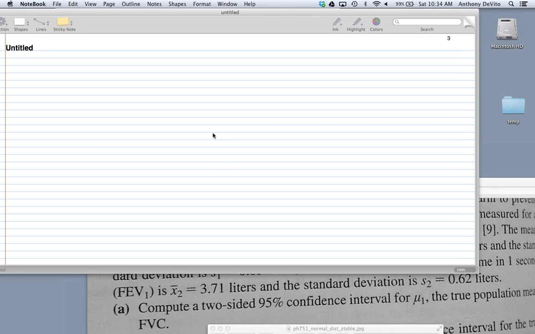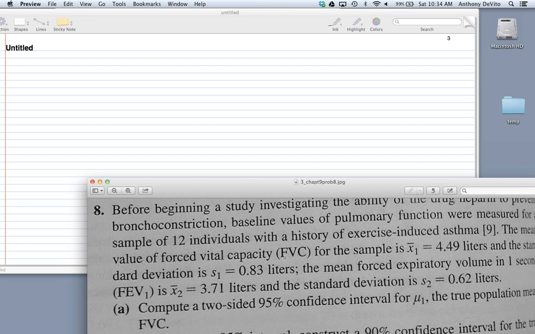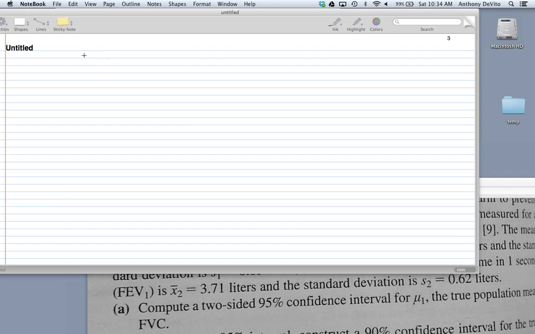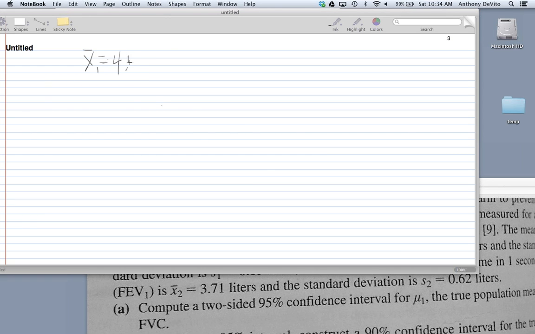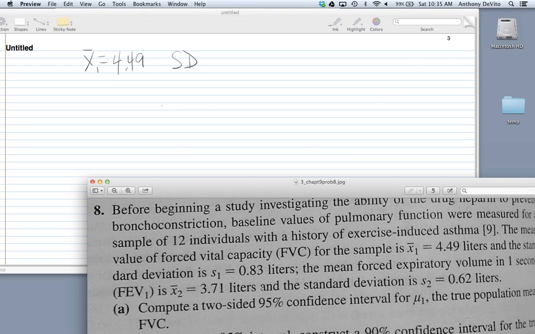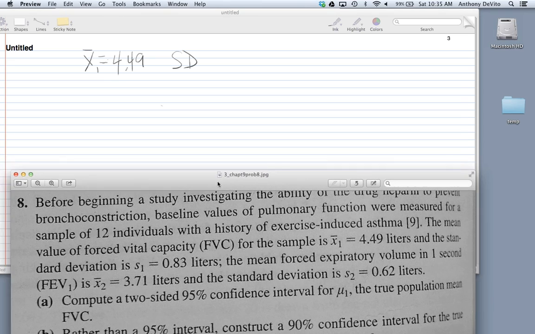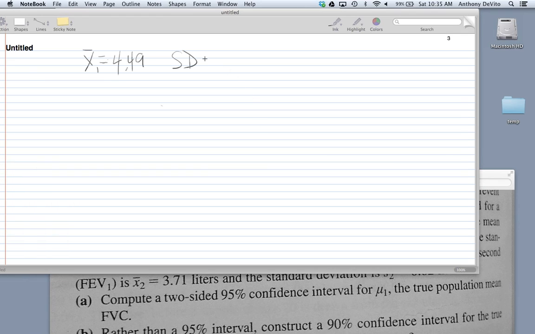So our mean, let's see what we got here. Our mean for FVC, X bar 1, notice we're using X bar to represent our mean, is 4.49, yep, 4.49. And our standard deviation, notice I'm using standard deviation, is 0.83.